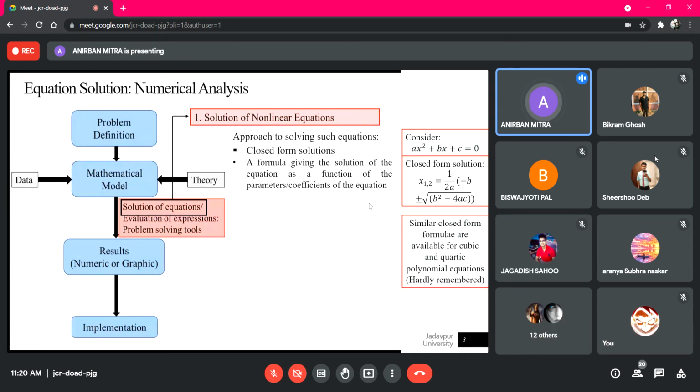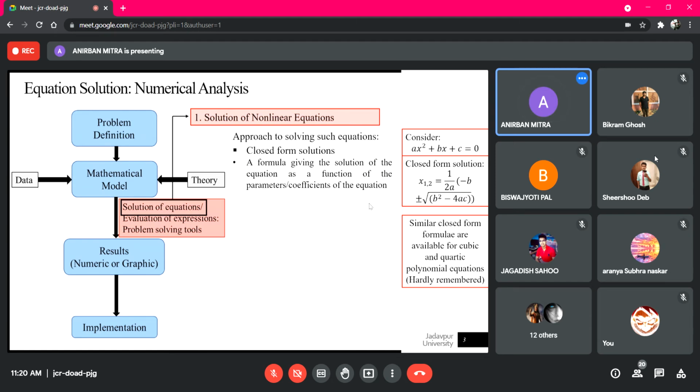So what is the advantage? If a closed form solution can be obtained, then that is possibly the best scenario that you can think of. Then for any value of the coefficients or parameters, they can simply be substituted, as I already mentioned, into the closed form expression, and an exact solution can be found.